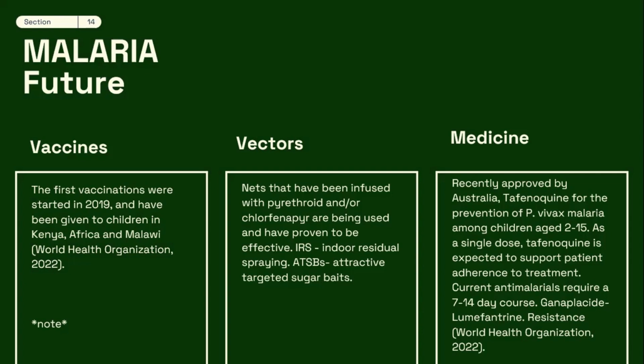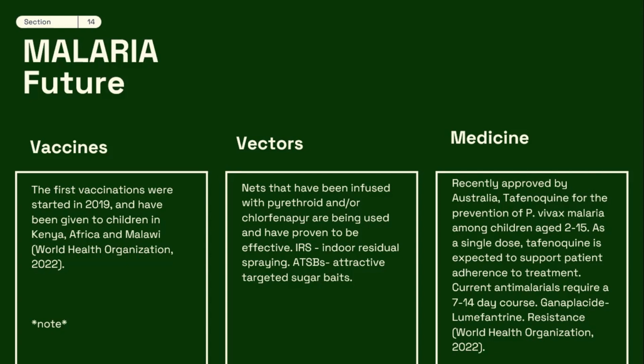And for the future, vaccine. The first vaccine for malaria was started in 2019 and has been given to children in Kenya, Africa, and Malawi. I got that from the World Health Organization. The vaccine is an RTS,S first generation vaccine. And I thought it was interesting that they are using similar testing strategies and components to current vaccines, such as the flu and the COVID vaccine.